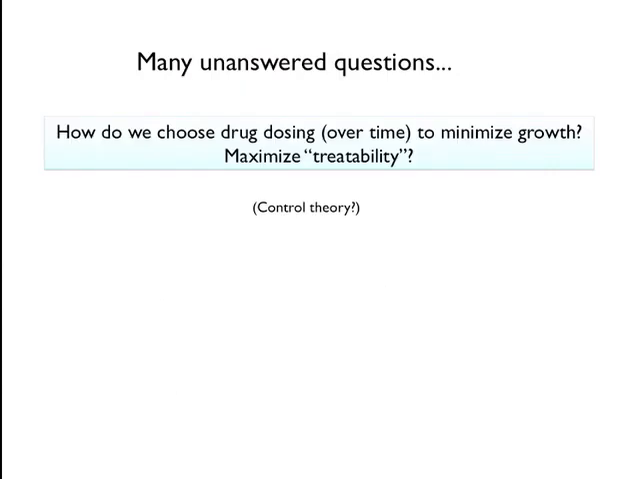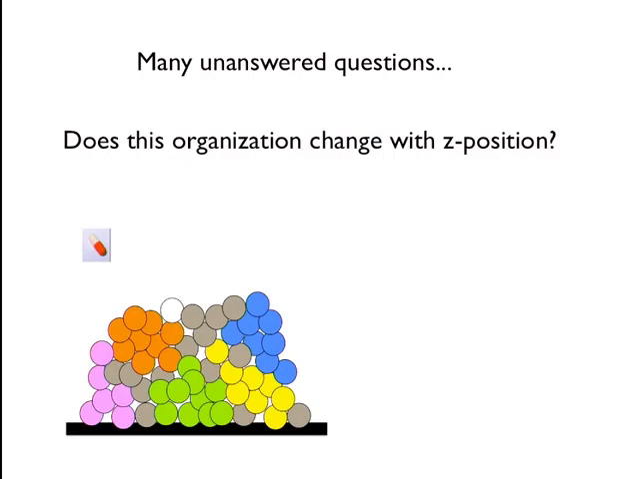Okay? So there are a lot of unanswered questions about this work, right? How do we choose, for example, the drug dosing over time in a smart way, right? Just from an engineering perspective or a math perspective, how would we choose it? If you use too much drug at the beginning, the biofilms don't grow as much, but they form these really spatially structured communities that may be much more resilient to drug in the future. So there's an optimization problem here we're trying to get our heads around.